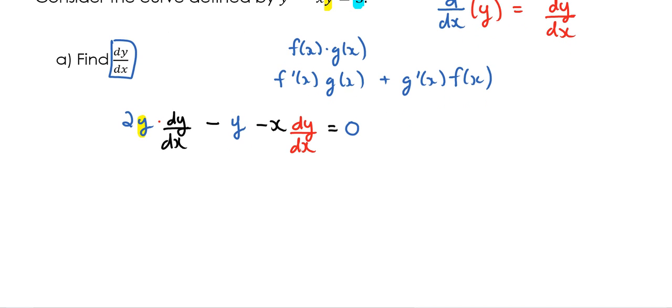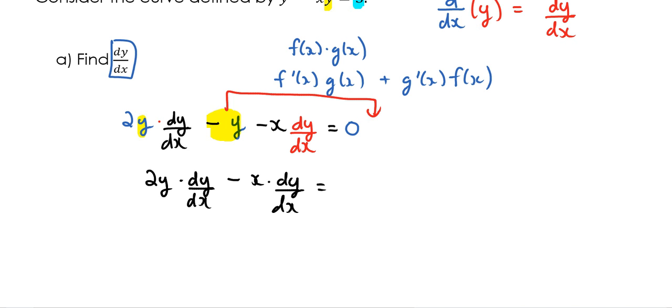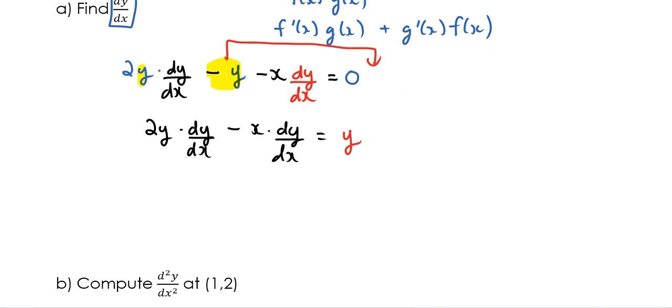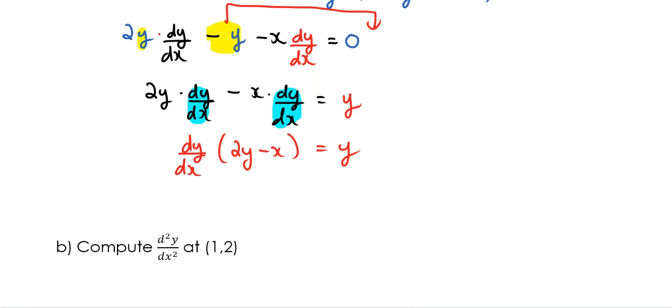Okay. The next thing that you could do is rearrange your terms to get the dy's all together. So this is 2y dy by dx minus x times dy by dx. And I'm going to take this negative y term and bring that to the other side. So that's going to give you a value of y on the right hand side. And then I'm going to factor out my dy by dx terms. So this is dy by dx times (2y minus x) equals y. And then finally just solve for dy by dx.